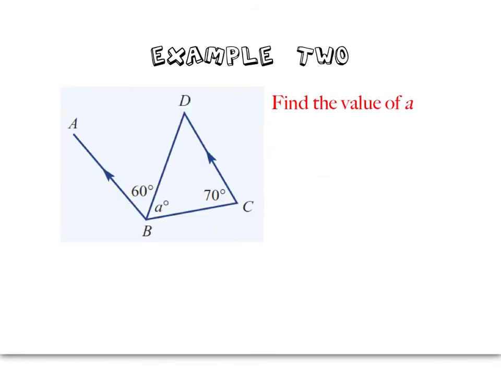Okay, now, what have I got here? Oh, gosh, this looks tricky. I've got a parallel line and a parallel line. If I've got two parallel lines like this, that's helpful. And again, it's asking me to find the value of a. So it's asking me to find this little guy in here. Now, the measurements that I have are 60 and 70 degrees.